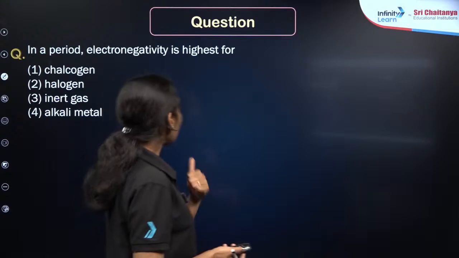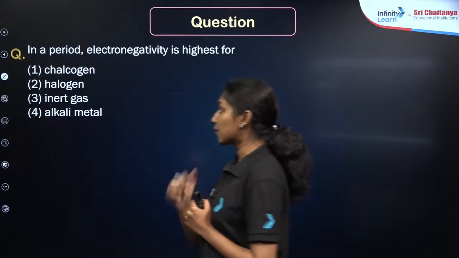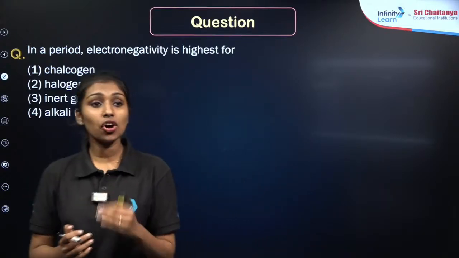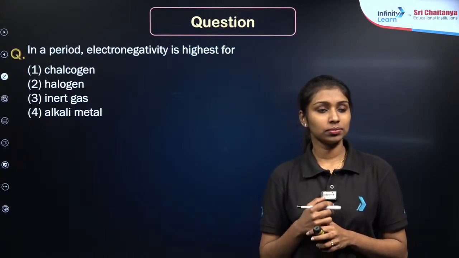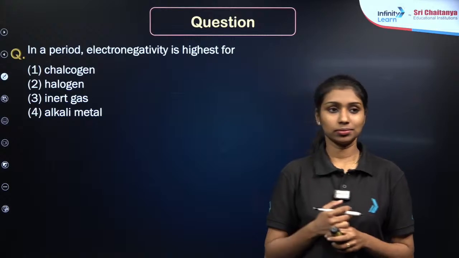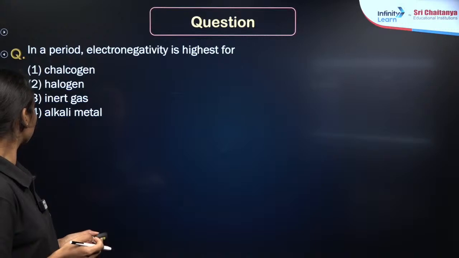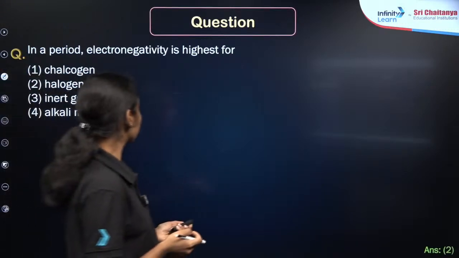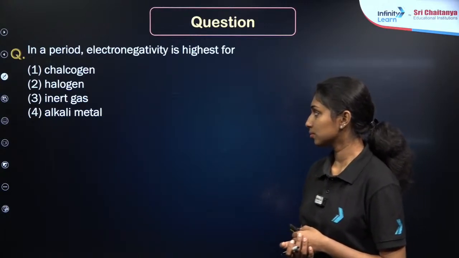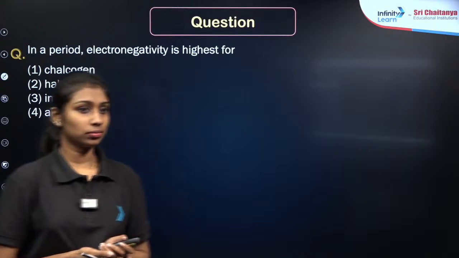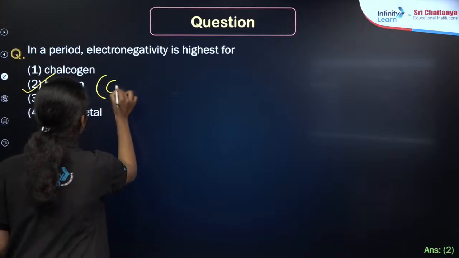Here is the next question. In a period, electronegativity is highest for which group elements? Whether it is chalcogens, halogens, inert gases or alkali metals. Option 2 is the correct answer, that is halogens, right? Which means group 17 elements.